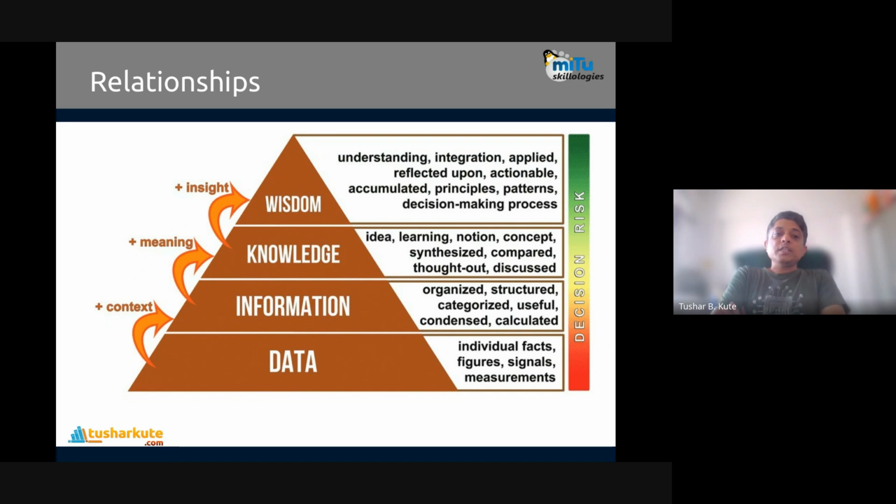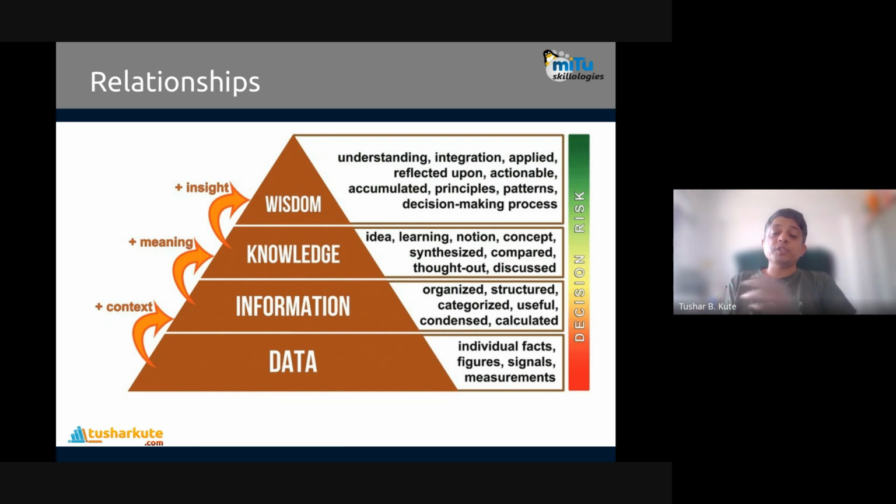Okay. Here, data is the base for all of these things. This is called the data extraction pyramid. We have data, which, as I mentioned, is the fuel of all current generation technologies, where everything which is created and generated in detailed form is stored. That's called data: individual facts, figures, signals, measurements, everything that I can consider inside the data.